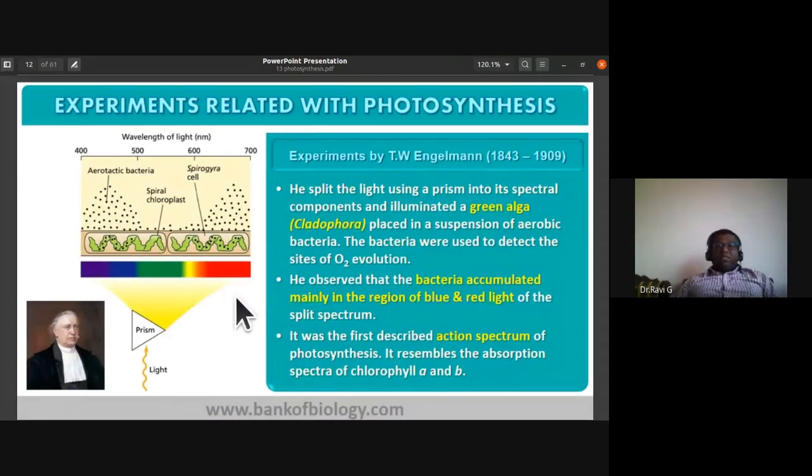knowledge on photosynthesis. So he first described the action spectrum of photosynthesis. It resembles the absorption of chlorophyll A and B from the atmosphere, the wavelength of light. So the action spectrum of photosynthesis was identified by Engelmann's experiment. He placed the green alga Cladophora in a suspension of aerobic bacteria. The bacteria were used to discover the sites of oxygen evolution. He noticed more bacteria in the blue wavelength and red wavelength of the split spectrum.